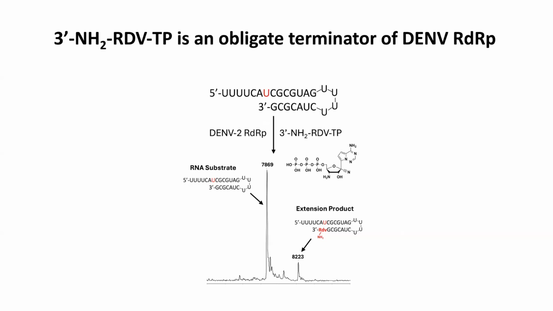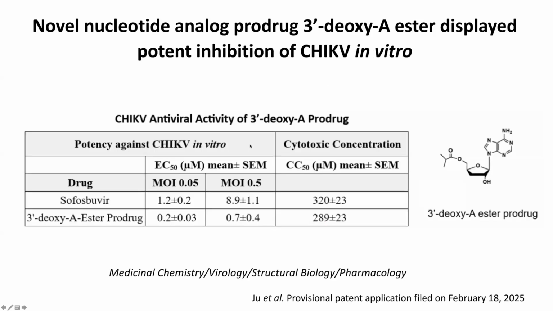Subsequently, our collaborator Dinshaw Patel's group cloned the RDRP for dengue. We showed that this molecule is an obligate terminator of this dengue RDRP. We also evaluated another prodrug, which we synthesized based on 3'-deoxy-A. This 3'-deoxy-A is an obligate terminator of the RDRP. It turns out this kind of molecule also has potent activity to inhibit chikungunya virus in vitro at both MOIs.